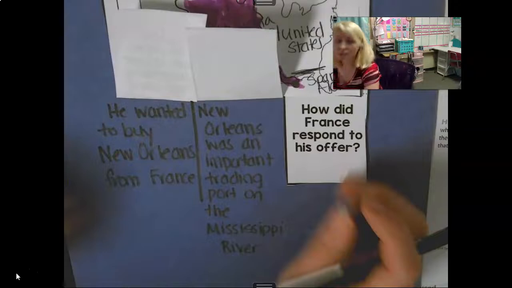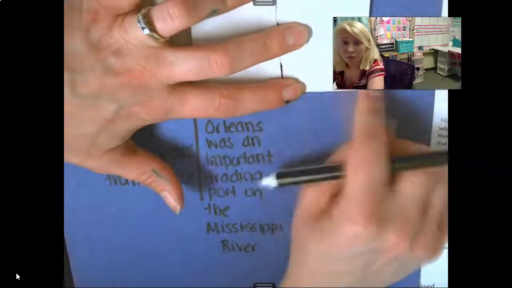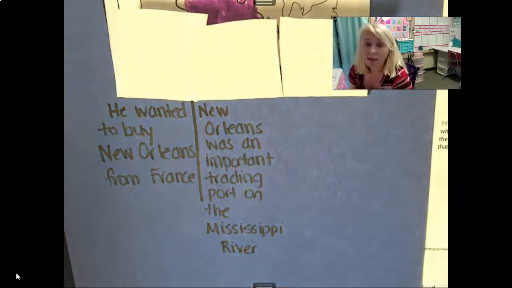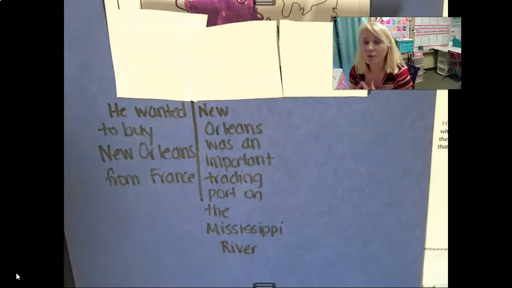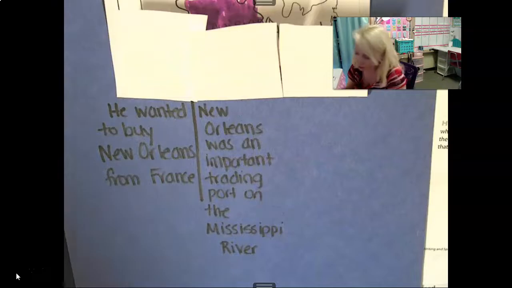How did France respond to this offer? Well, Napoleon was, I wouldn't say excited, but more than willing to sell this. They needed the money. They were at war with Great Britain. You know, France and Great Britain, bitter rivals at that time. And Napoleon had just had that embarrassing situation in the Caribbean, and he just wanted to get out of the Americas pretty much altogether. So they were quite happy to sell it to us for the price of $15 million.